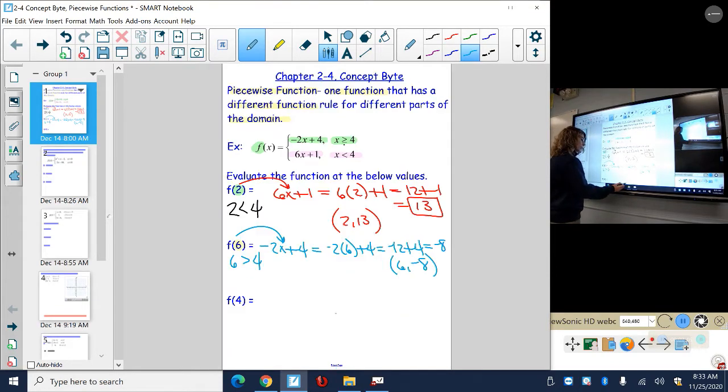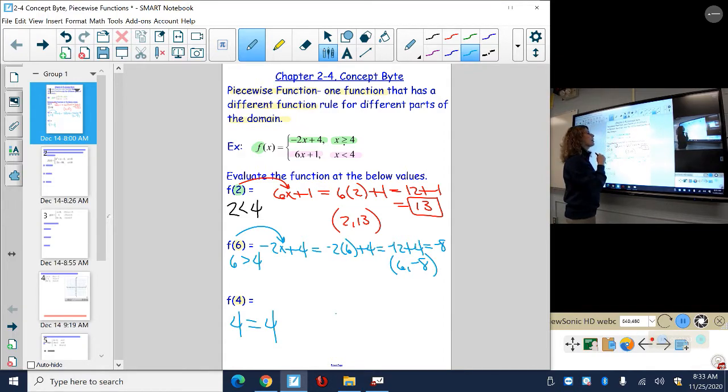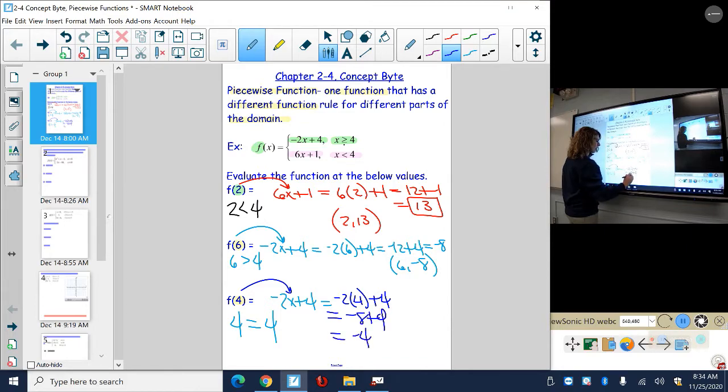Next part is now I'm giving you the value 4. So what is 4 compared to 4? It is equal to it. So which of these domain regions allows me to be the value 4? The top one says greater than or equal to. The bottom one says strictly less than. So that means I'm going to be utilizing the top part of the function, which is negative 2x plus 4. And every place you see an x, you are going to plug in the value 4. Negative 2 times 4 plus 4. So that's going to give me negative 8 plus 4, which is going to be negative 4. So that gives me the ordered pair 4, negative 4.